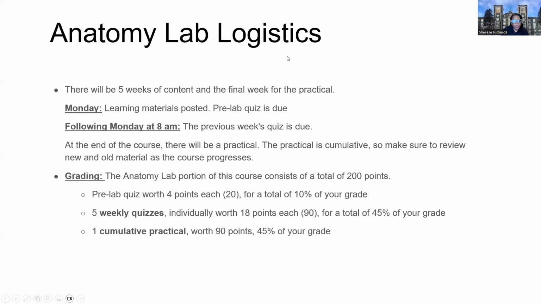So first couple things to remind you of is the grading breakdown. You've got your 4 points per pre-lab quiz. Again, these are 4 questions long, and then this will be 20 points total for 5 labs and 10% of your grade. You also got more substantial weekly quizzes. They're going to be 5 again and 18 points each. That's about 90 points total and 45% of your grade.